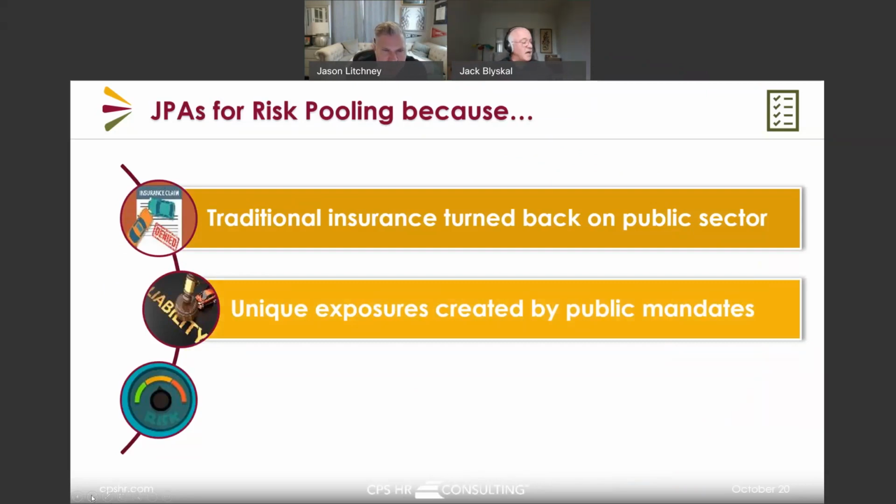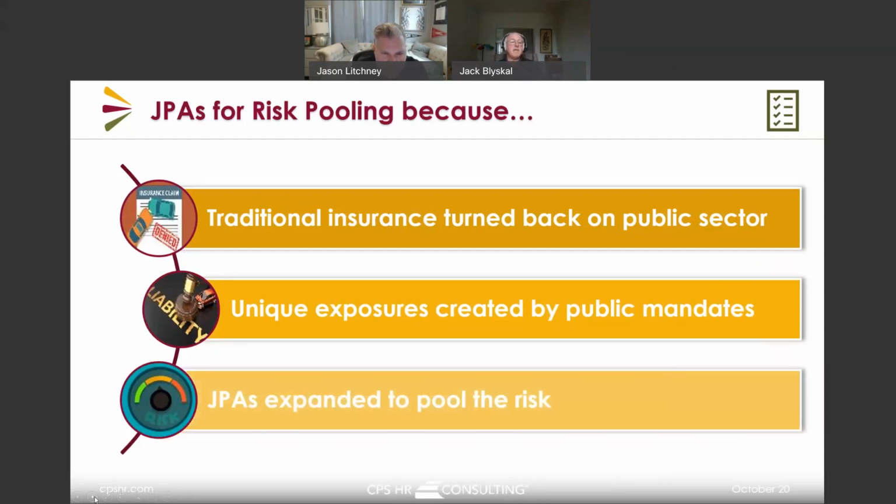Most entities do not have things like police and fire, probably not even roads. And so these are unique exposures, and the traditional insurance market wasn't used to handling those, and they couldn't put them in with everybody else to try to have it be homogenous. And so they kind of walked away. Now they're back and wanting to get the business, but that was a problem back then. So JPAs were developed, a law was passed that allowed them, and they were expanded to pool the risk for public entities.